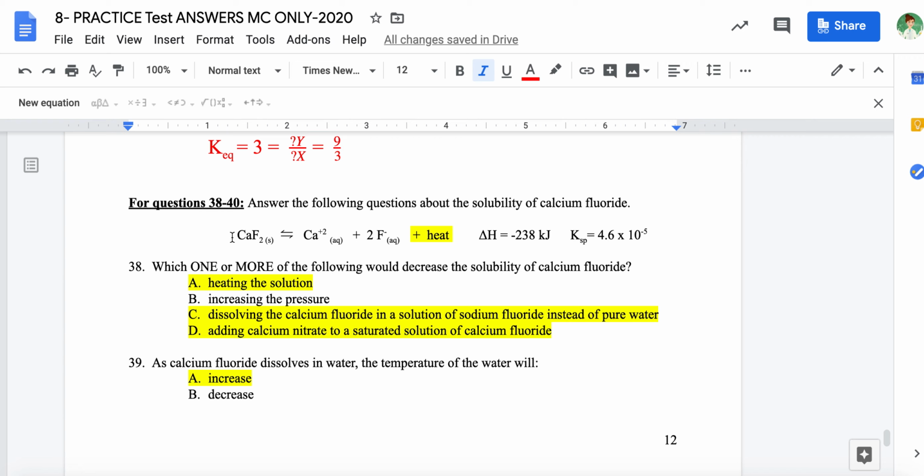Adding calcium nitrate to a saturated solution. Well, if you add calcium nitrate, that's like adding more calcium, which again is going to shift to this side, which is the solid side, which means the solubility goes down. Another special note, you can already see here that the solubility of calcium fluoride is already pretty small from the KSP value. As calcium fluoride dissolves in water, exothermic reaction, temperature of the water will go up.